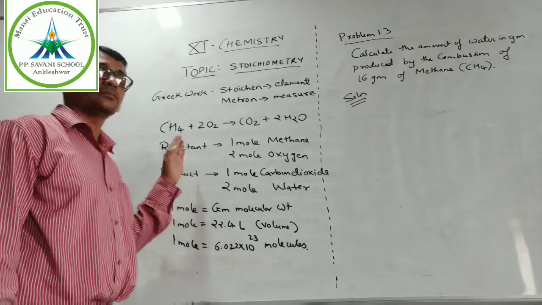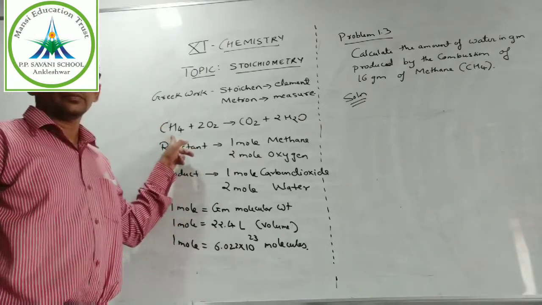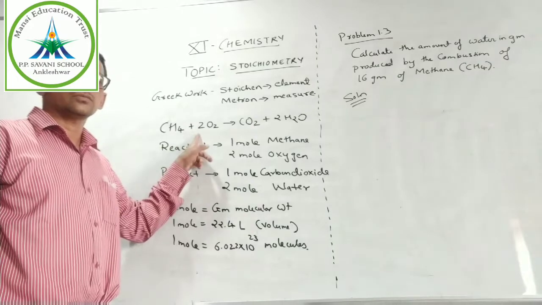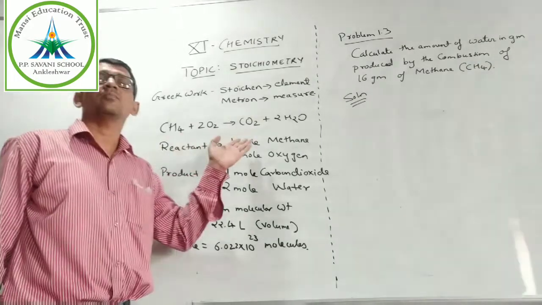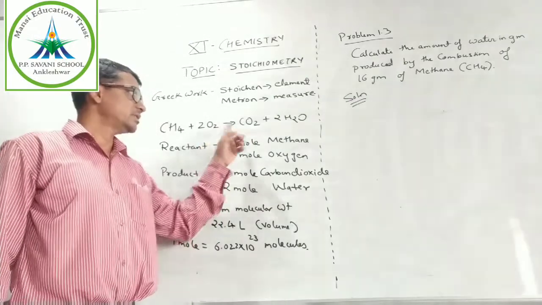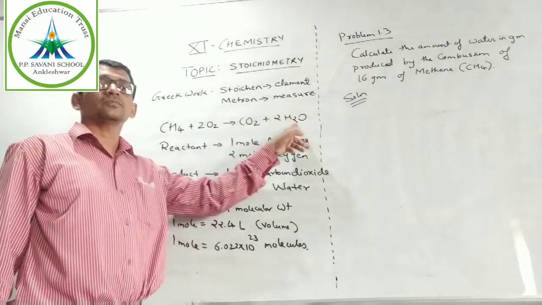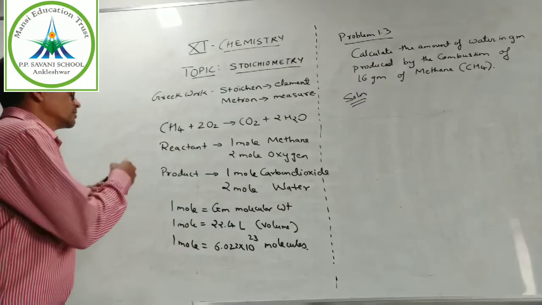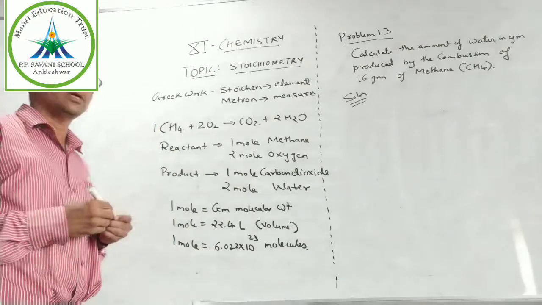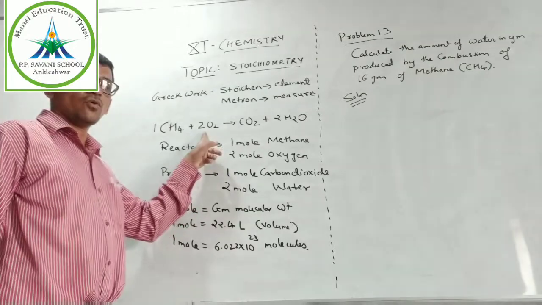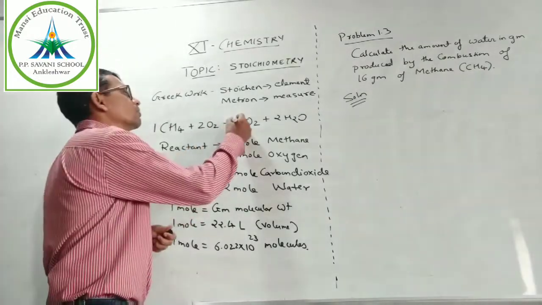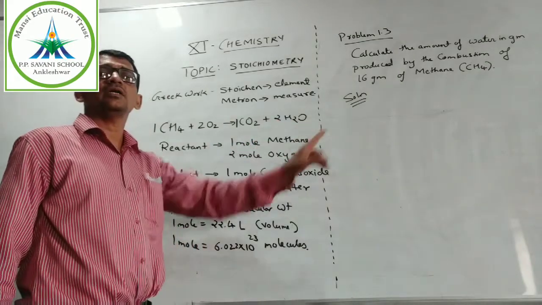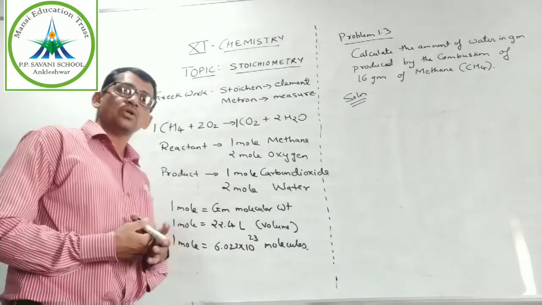We take the example of the combustion of methane. Methane, formula CH4, reacts with oxygen in an exothermic reaction, or burning of methane, and is converted to carbon dioxide and water. If you balance the reaction, then 1 mole of methane reacts with 2 moles of oxygen to give 1 mole of carbon dioxide and 2 moles of water plus heat energy. That is known as stoichiometry.